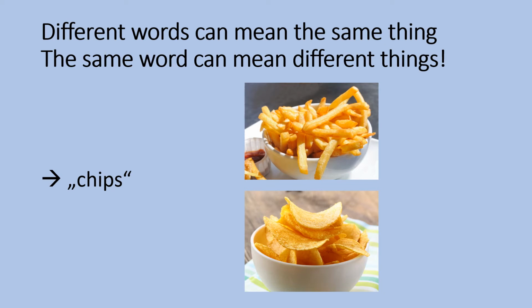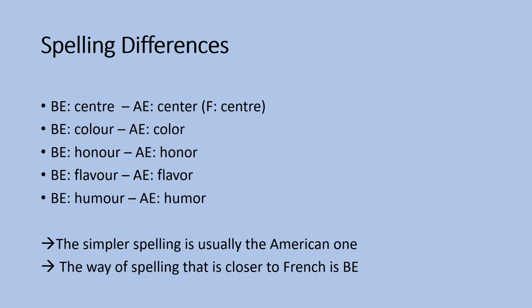Good job! It looks like the words are no problem for you, but what about the spelling? American English and British English have some differences in how they spell words. That's because over the centuries the two languages have evolved into different directions. Sometimes it can be hard to find a rule to apply to all of these spelling changes, but generally the simpler way of spelling is usually the American one, and the way of spelling that is closer to French is the British one. An example you've probably seen before without really noticing is this one.